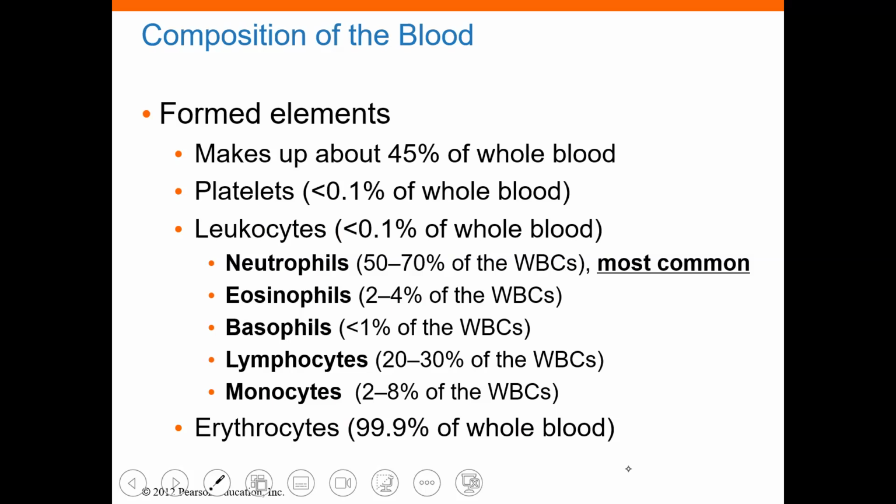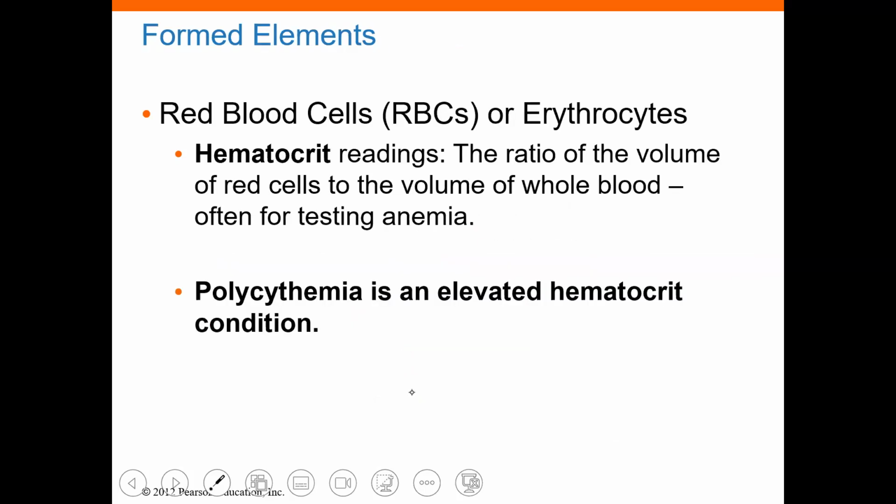99.9% of our whole blood. So this is that 0.1%, and then of that 0.1% is this here. So our red blood cells are erythrocytes.